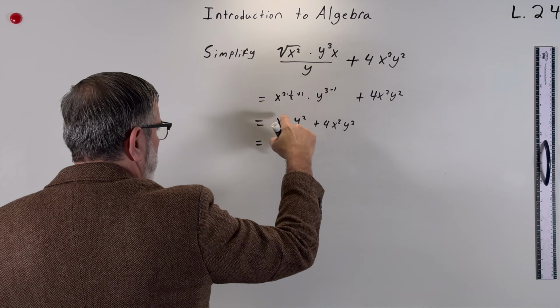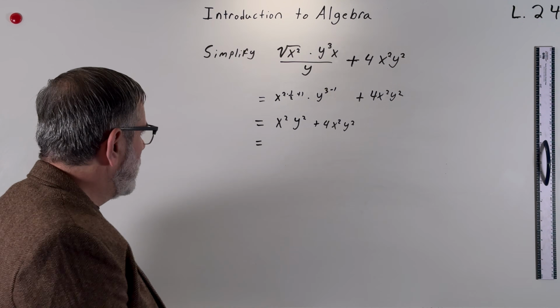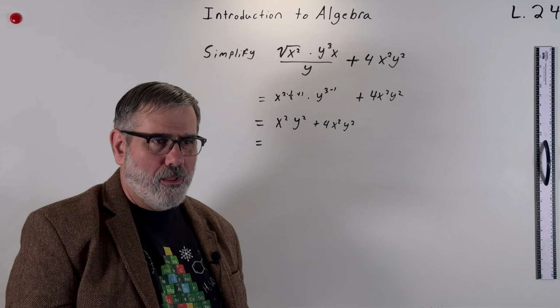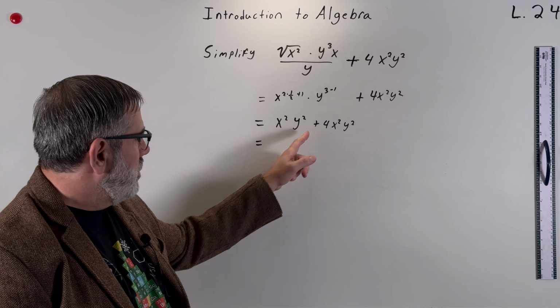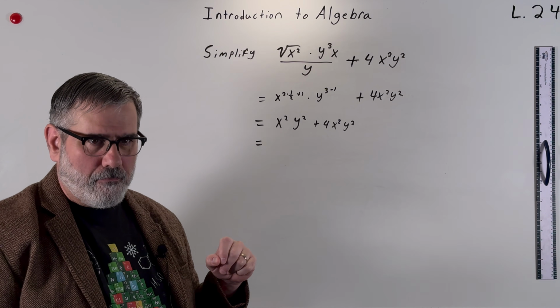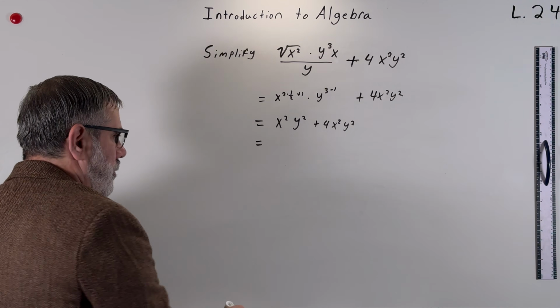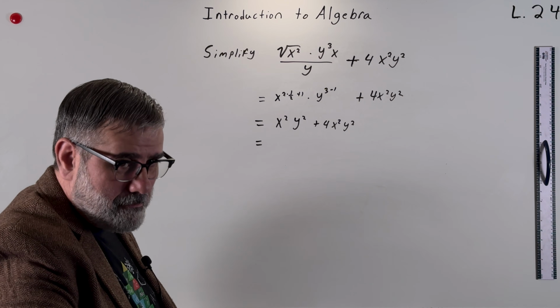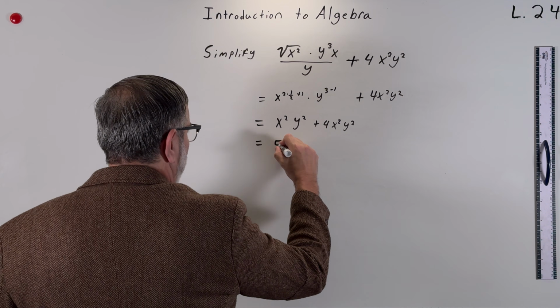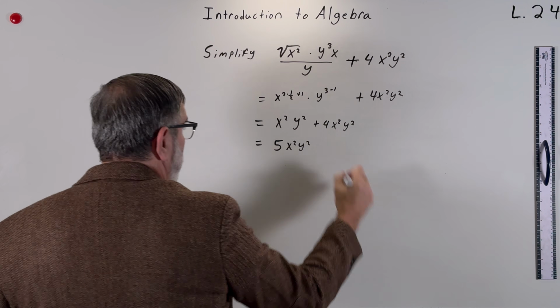Now you see that these two terms are like terms, and so we can just simply add them. So now our apples are x squared y squared. Okay, so I have 1 apple plus 4 apples, you see? 1 apple plus 4 apples? 5 apples. So 5x squared y squared.